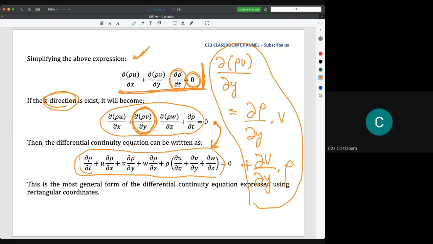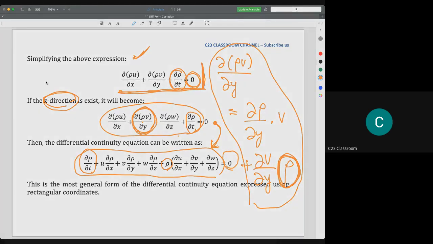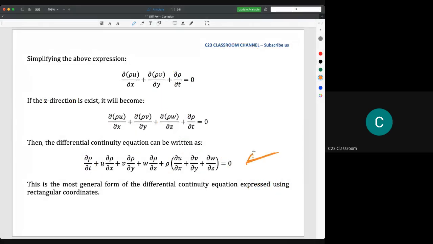That's why you have del rho over del t, and then you have u del rho del x, v del rho del y, plus w del rho del z, plus rho. If you expand this, you will find that the rho constant can be separated. So we have rho times du dx, dv dy, and dw dz equal to 0. This is the very common differential continuity equation for Cartesian coordinates.